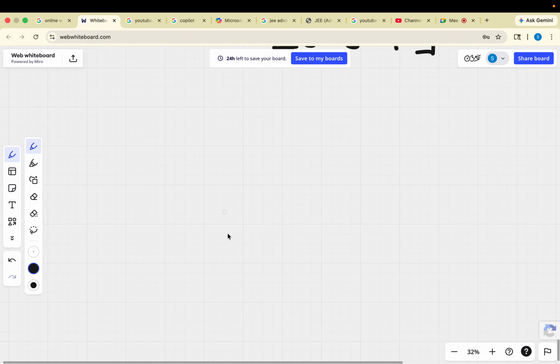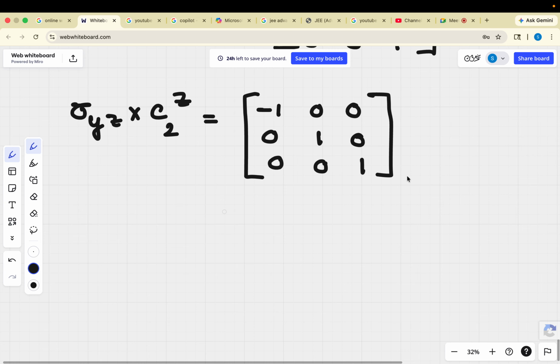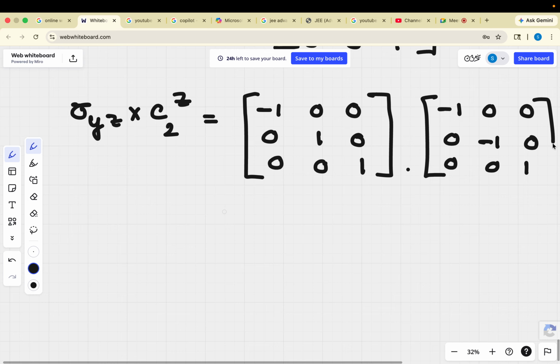Okay, or you can do it similarly in your normal mathematics. So sigma yz into C2z, right? So sigma yz means what is the matrix? How can I represent sigma yz matrix? So sigma yz means x will change. So minus 1 0 0, then 0 1 0, last one will be 0 0 1. This is your sigma yz matrix, right? Into what? C2z. So C2z means z will not change, xy will change. So minus 1 0 0, 0 minus 1 0, last one will be 0 0 1.